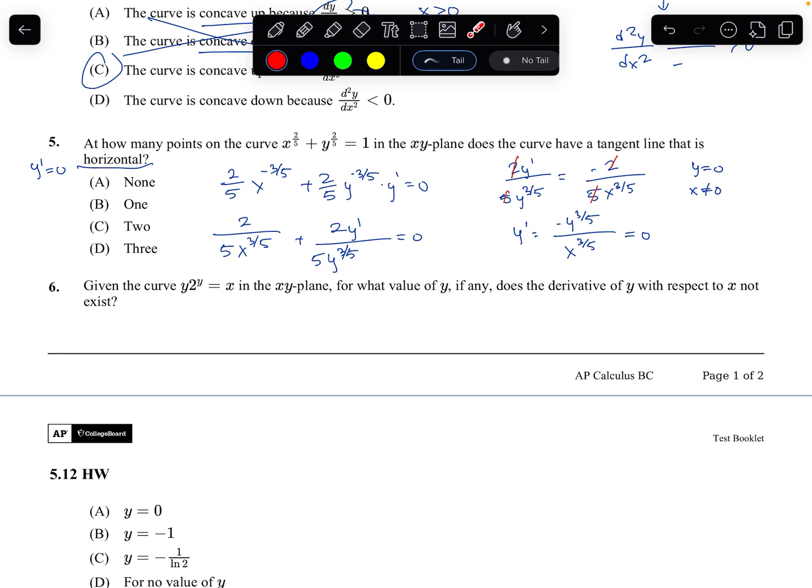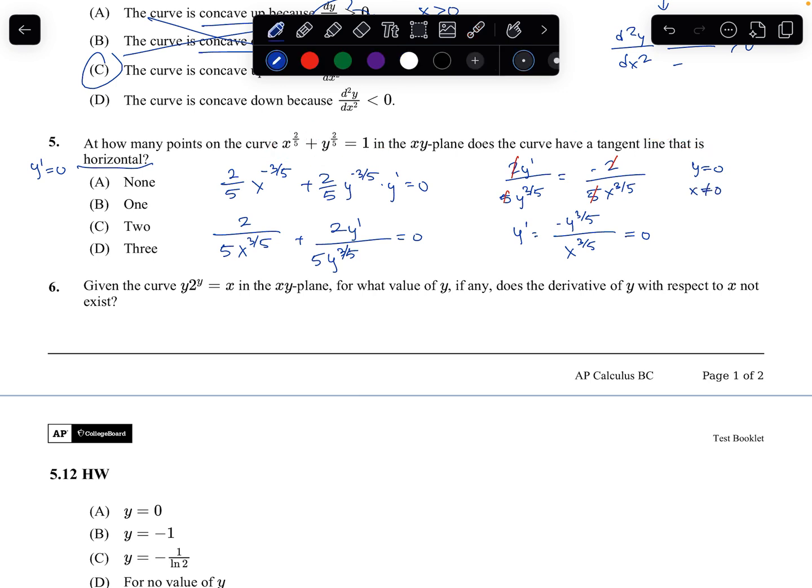When y equals 0, we've got to plug that back in up here, because we're trying to find how many points on this curve where y prime equals 0. Whenever the derivative equals 0, and we found the derivative equals 0 when y equals 0. So let's go ahead and plug that in.